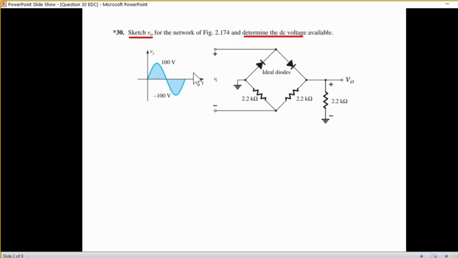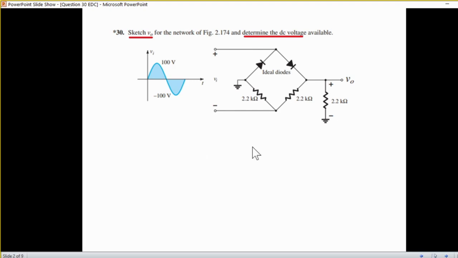This is the question, and we have to determine two things. First of all, sketch V out. We have to sketch V out for this alternating input signal. And also we have to determine the DC voltage. So DC voltage here.